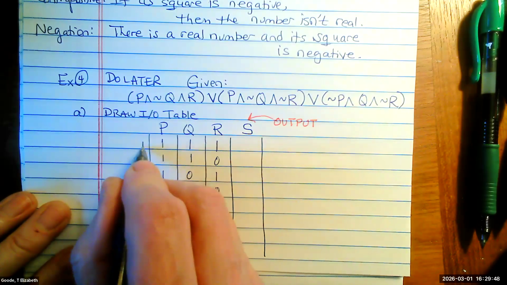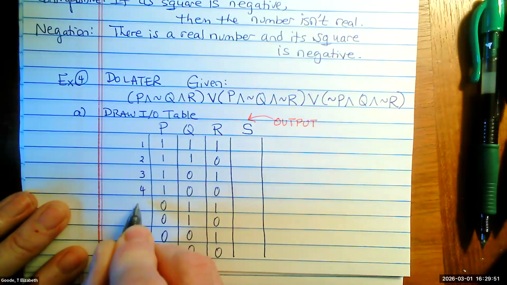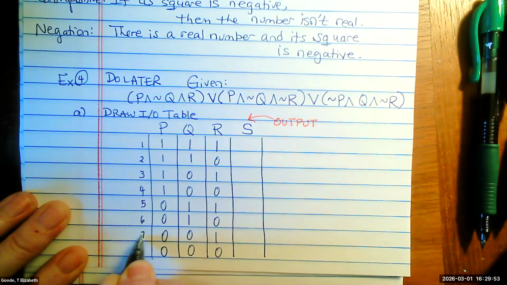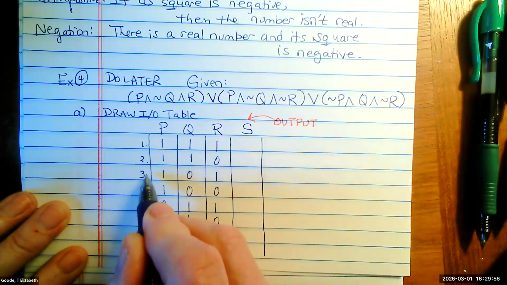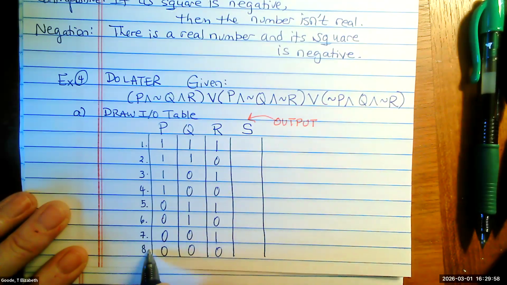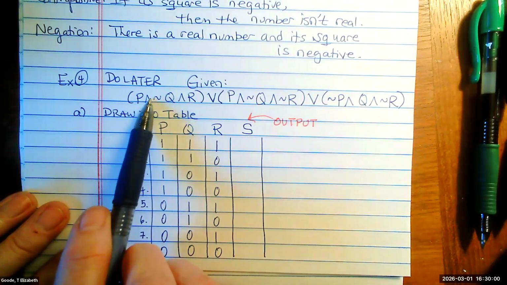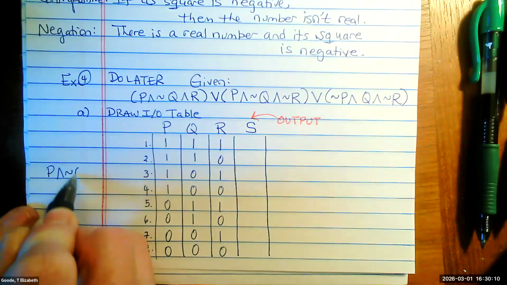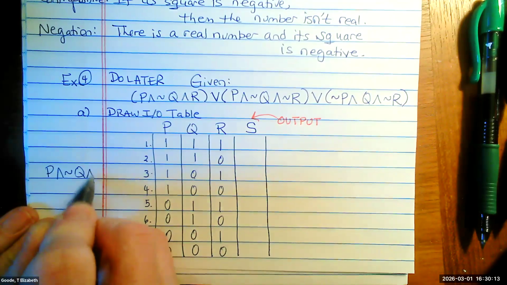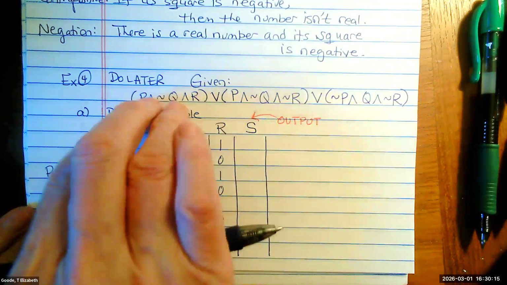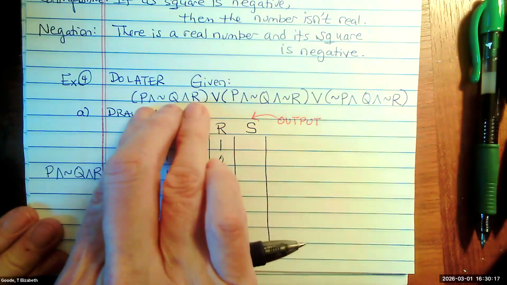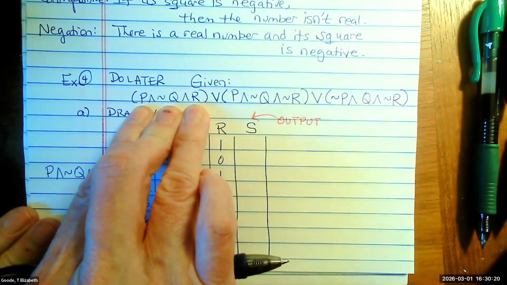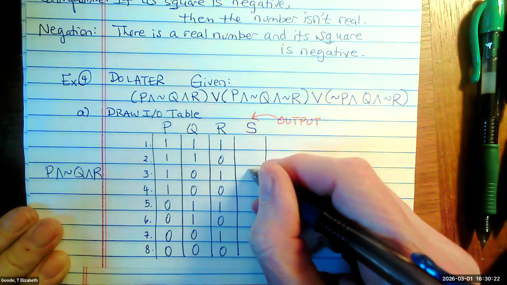So of these 8 rows that we have in an 8-row truth table, well, excuse me, IO table on 3 inputs, which row is associated with P and not Q and R? Row 3. Yeah, this is P is hot and not Q is hot, so Q is cold, and R. So this Boolean expression says, hey, if this gets input into the circuit, we want a hot output. So we put a 1 here.